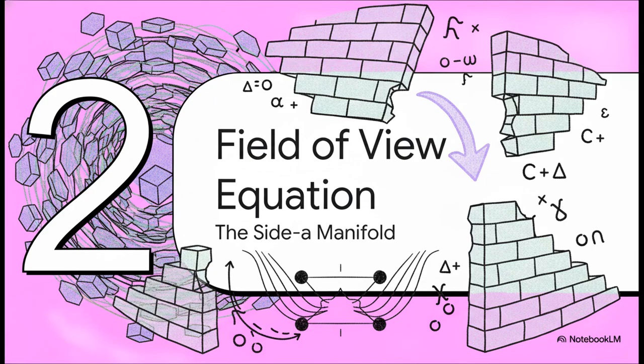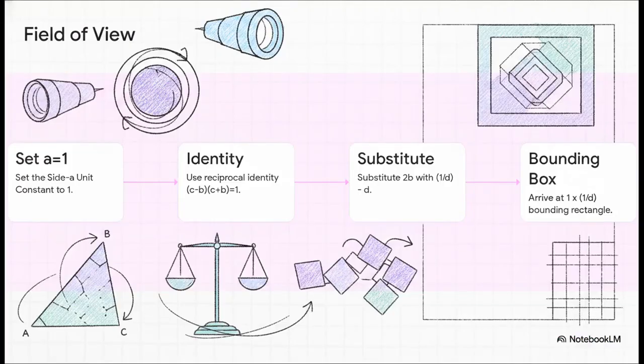The field of view equation, the Seidel manifold. Let's actually walk through the beautiful algebra of this field of view equation. Traditionally, the field of view is this somewhat clunky equation, A times the quantity 2b plus AD. But watch how elegantly this whole thing collapses under side A normalization. First, we set our side A unit constant so that A strictly equals 1. Because of this, the Pythagorean identity creates a perfectly rigid trade-off, a reciprocal identity where (c minus b) times (c plus b) equals exactly 1.